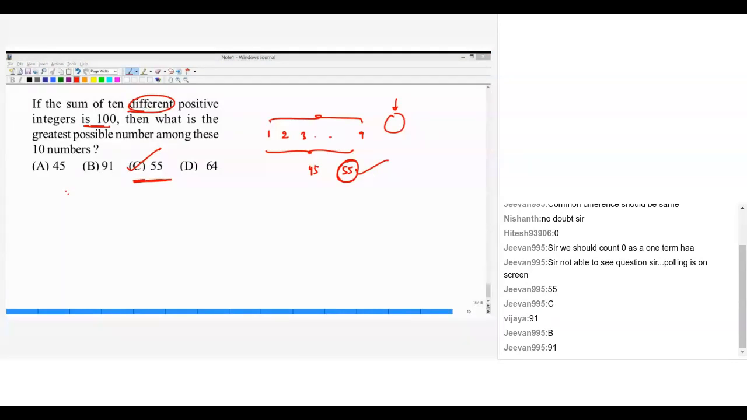Because you take all the same numbers like 1. The minimum possible number is 1, 1, 1, 1, 1. For all 9, you will take it as 1. Therefore, the greatest will become 91. Understood? So every word is important. Different means the first smallest number you take as 1, the second is 2, then 3, and it goes on like that.